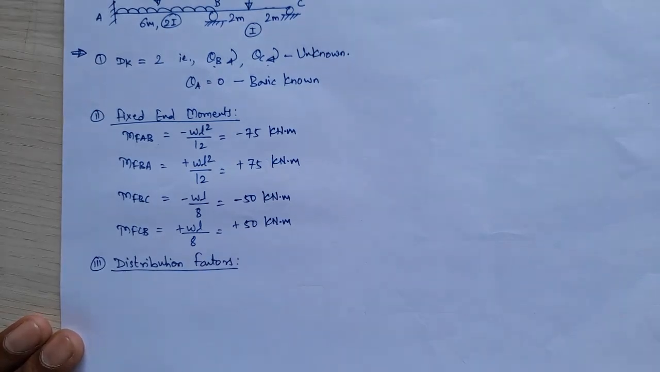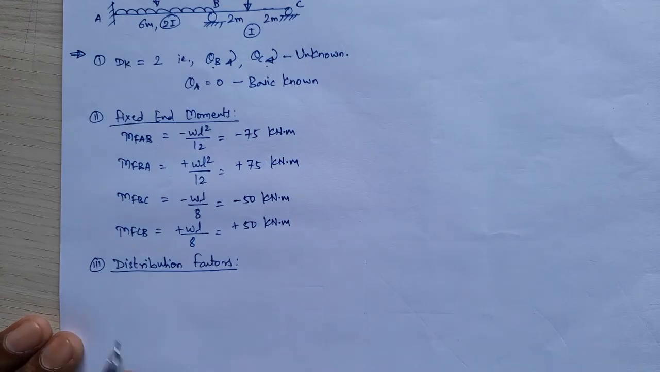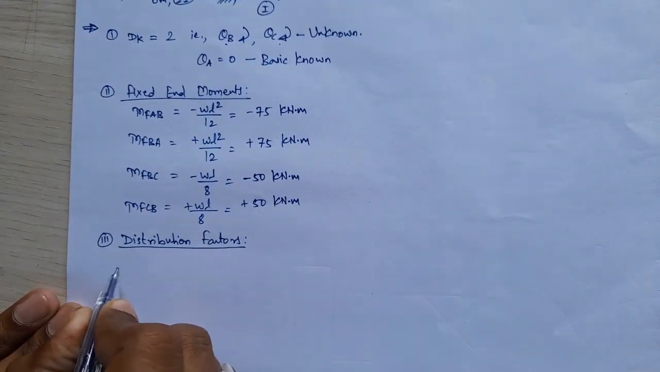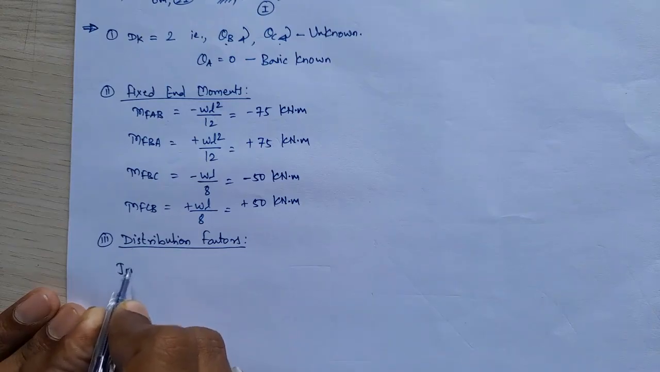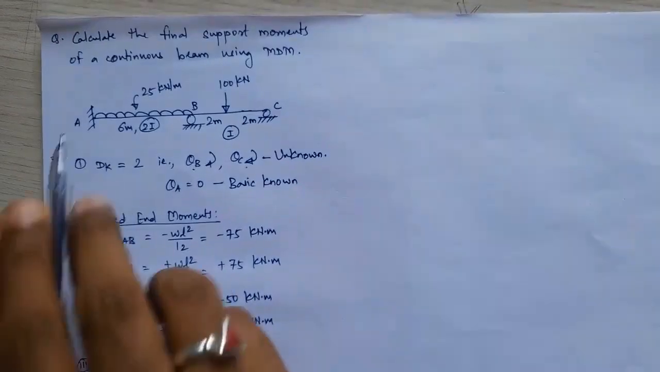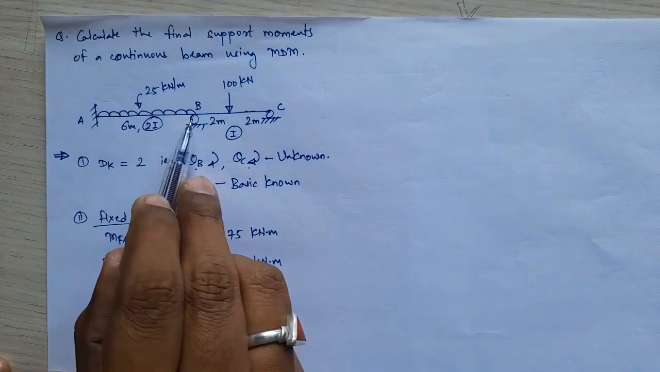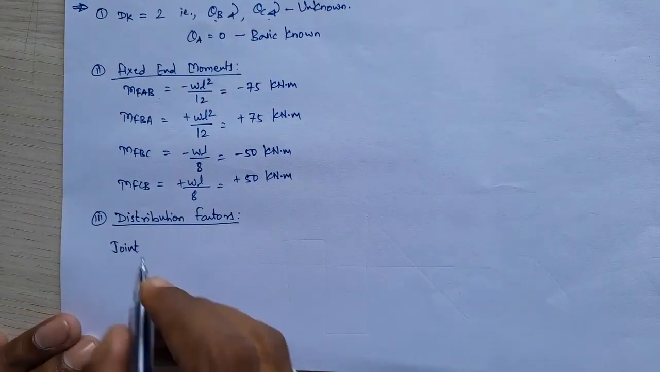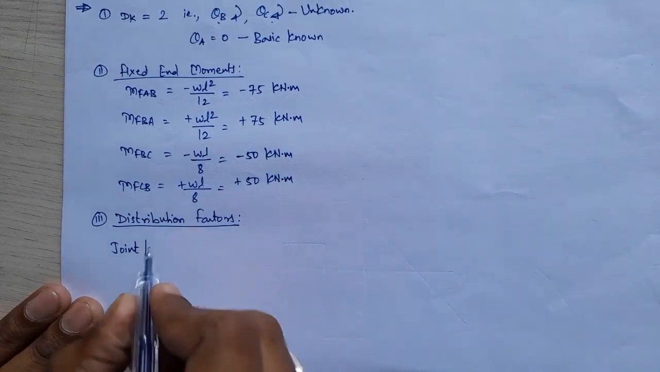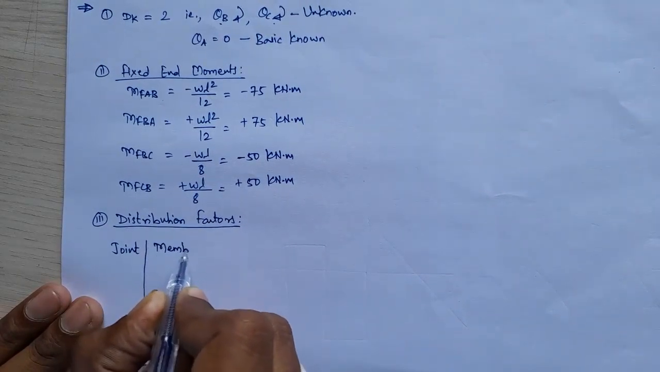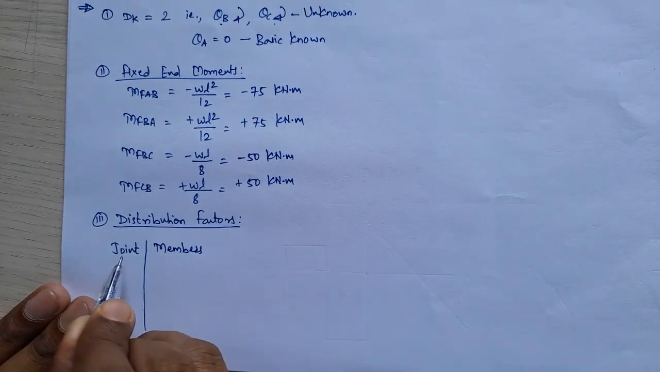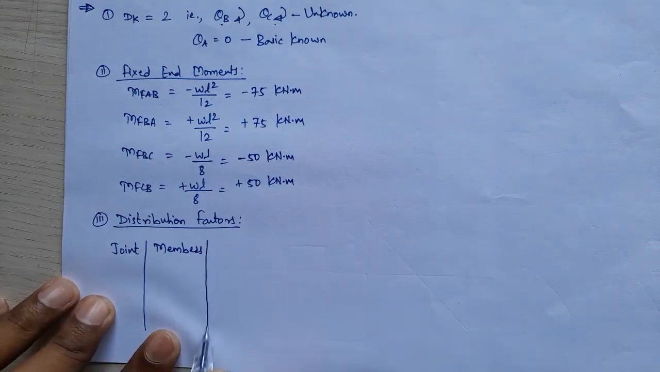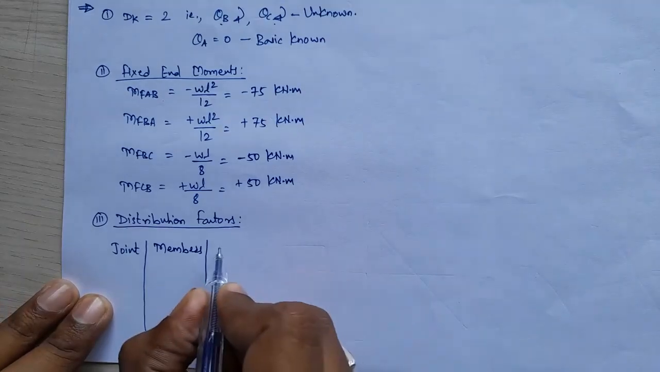For distribution factors, you have to see whether your supports are capable or incapable of resisting moments or not. For this you have to prepare a table. See properly here: in the table, the first column will be the joint. Joint means the supports over there, that is support A is a type of joint, support B is a type of joint, and support C is also a type of joint. So the first column will be the joint. After this, the second column will be the members, members meeting this particular joint. Then the third column will be the relative stiffness.